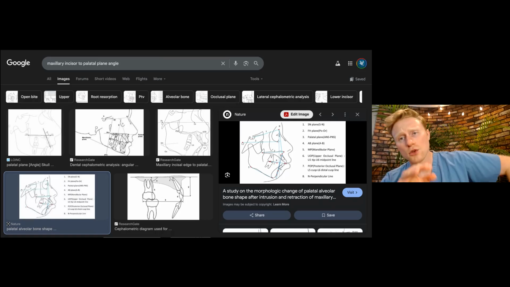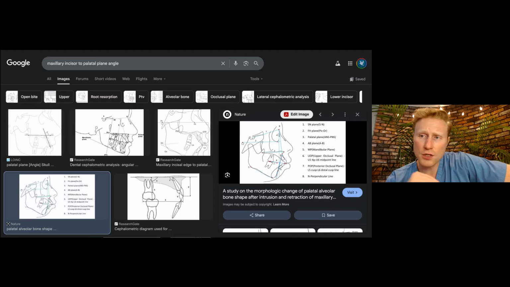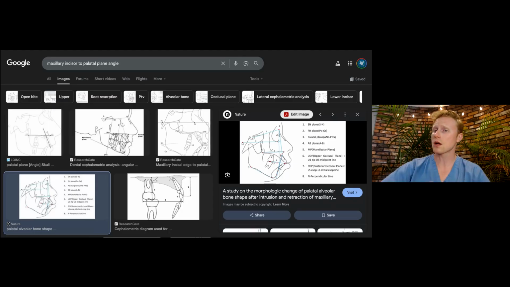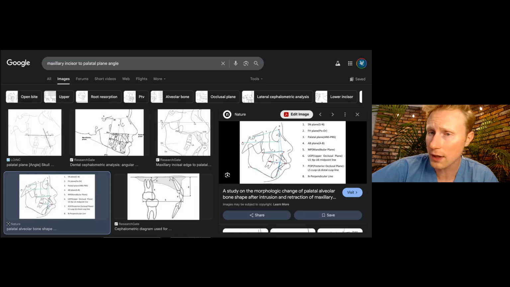So the next question you're asking here is, for this patient's BSSO and LeFort 1, what's the key pre-surgical orthodontic preparation and why is it critical?